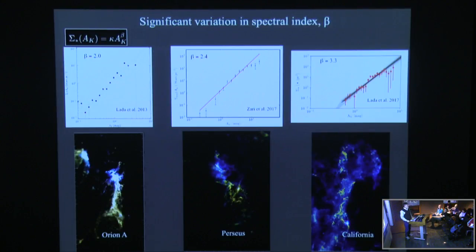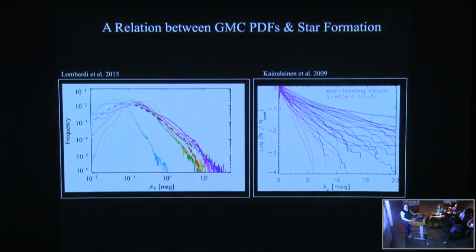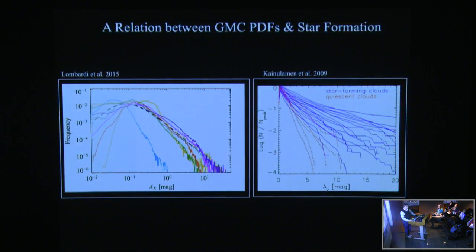So one of the things we wanted to understand is what's responsible for this variation in the Schmidt law in local clouds. And the key to that turned out to be looking at the structure of the clouds. So I'll show you that here first. How do we measure the structure of clouds? Well, the typical metric we use is the PDF. And on the diagram to your left, you see a compilation of PDFs determined from Herschel and Planck.